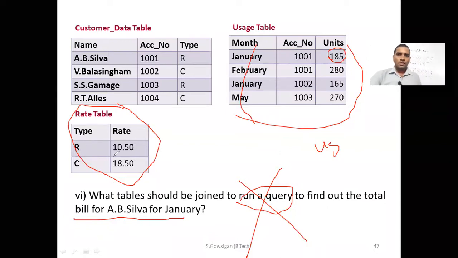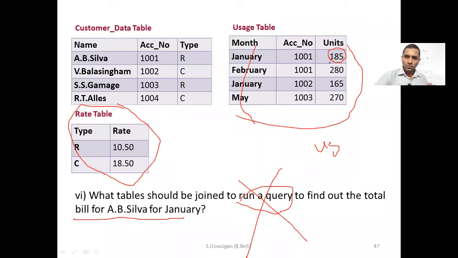But even though you take these 2 tables, you cannot find the electricity bill. You cannot calculate the electricity bill for AB Silva. Why? Because we don't know the type. Yes, good. We don't know the type of AB Silva.